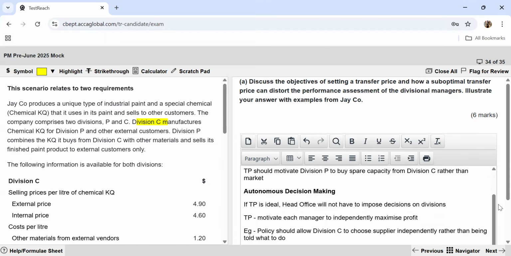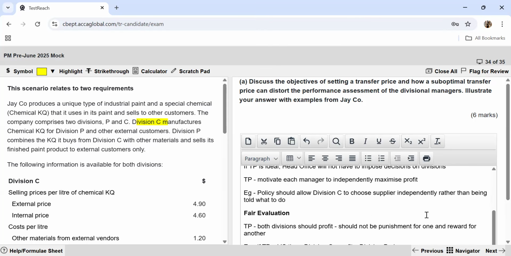If the transfer price that you set is ideal, if it matches for both the buying as well as the selling division, head office will never have to tell them what to do. They will not have to impose decisions on different divisions. Transfer prices should be set in a manner that each division's manager takes decisions that independently maximize their profits. For example, how could you relate it to the scenario over here? The policy that they should be setting is that division C should be allowed to choose their supplier independently rather than being told what they have to do.